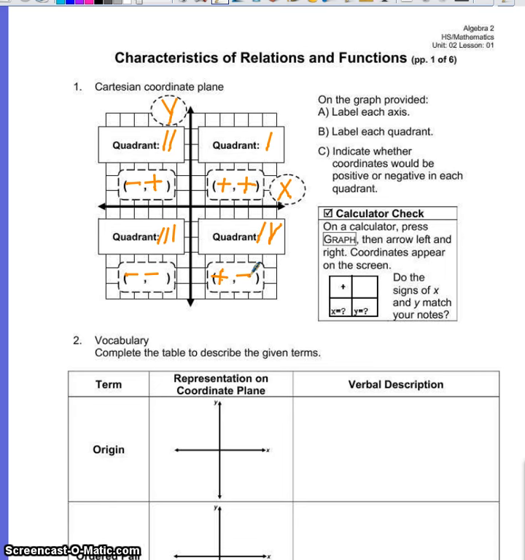Now the calculator check, don't worry about that yet. This is something we can look at later on in class. So now I want you to complete the table at the bottom and describe each given term. So for instance, on the first one, they're talking about the origin. Let's move the screen up just a little bit.